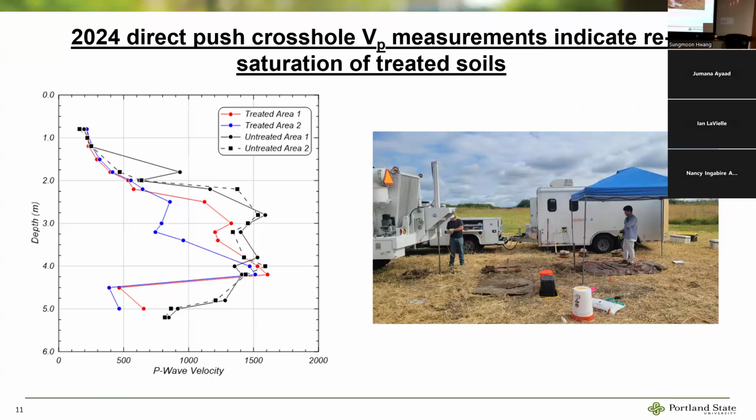And I don't have them included here, but we do see there's profiles from 2019 that show profiles of VP, pressure wave velocity measurement, through the whole profile.